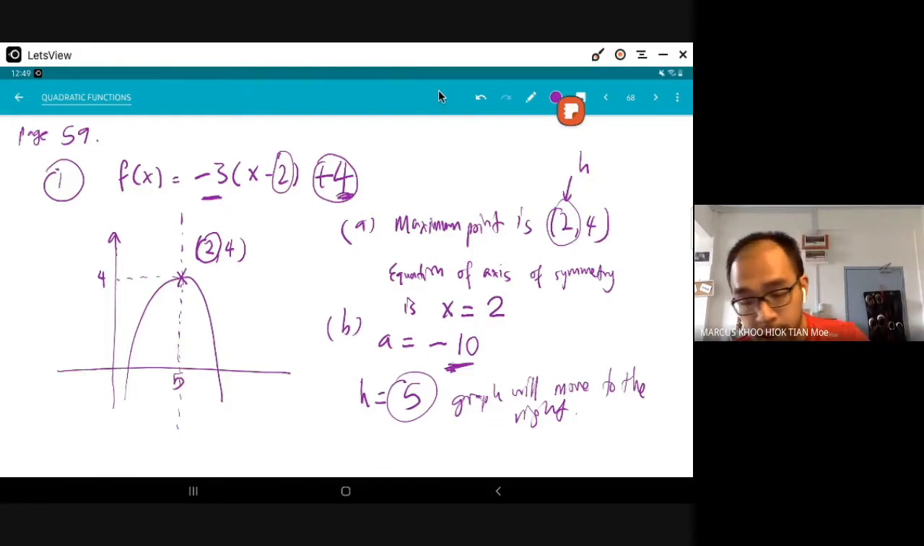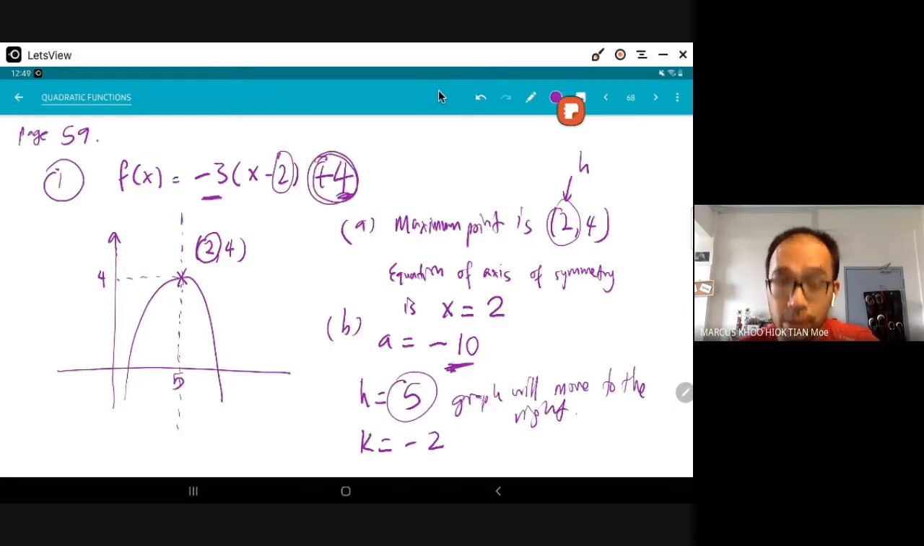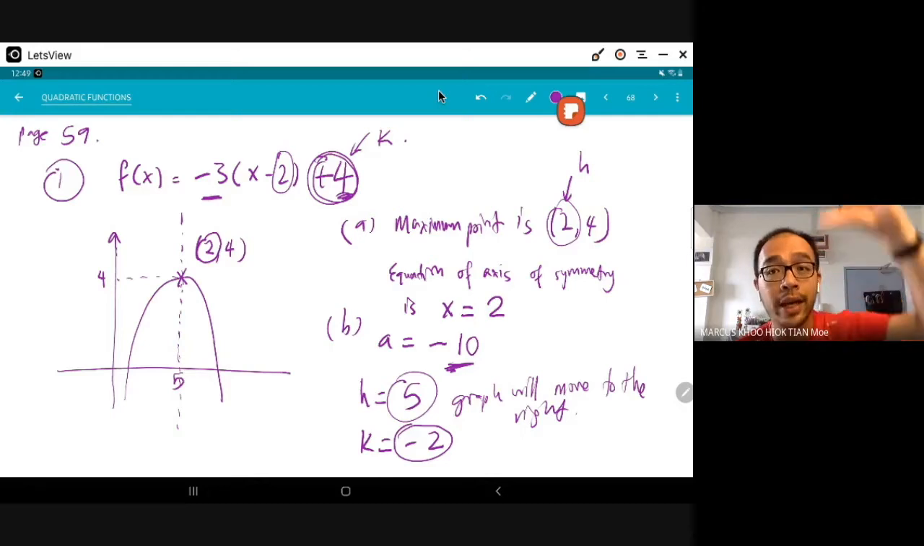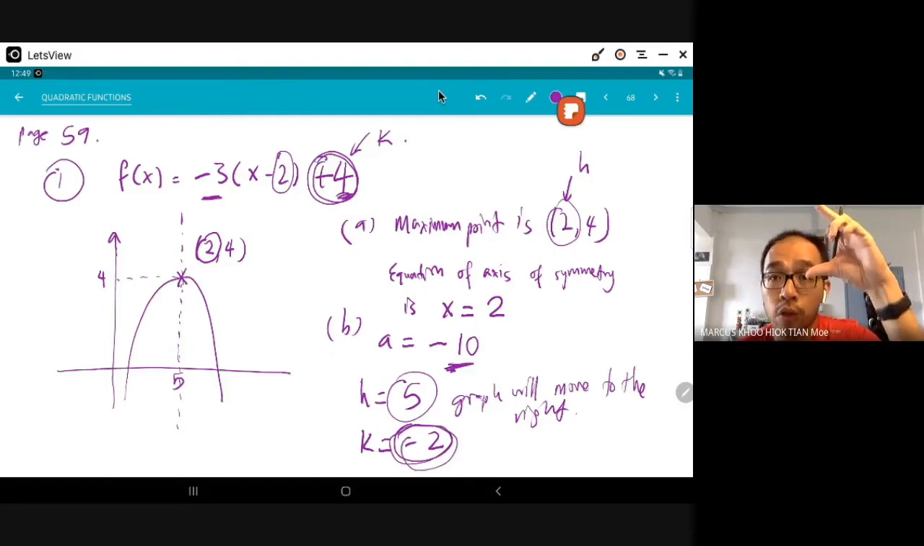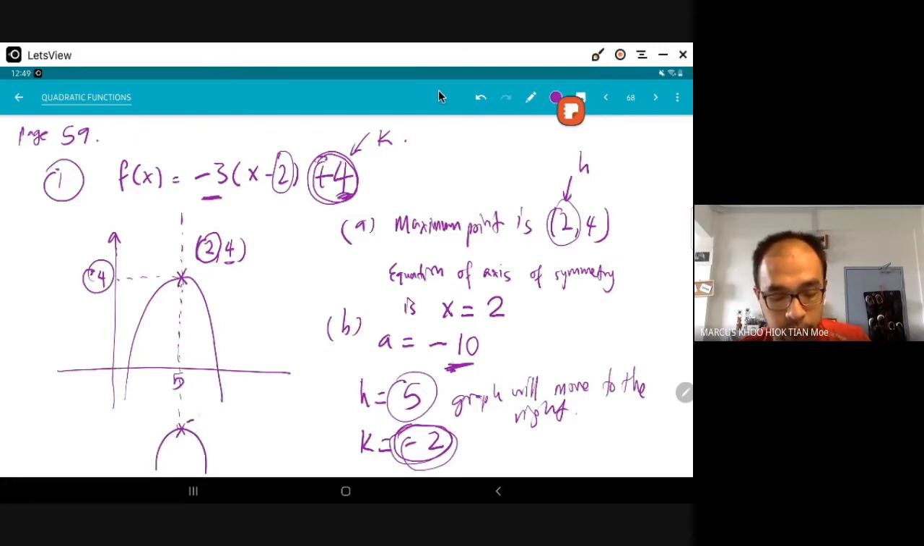Okay, the last question is k equals -2. Our original k is 4. If we change it to -2, what will happen to the graph? Remember, the value of k affects whether the graph goes up or down. And since k is becoming a negative number, the graph will go down. It will go all the way to -2. Because 4 is up here, so it's going to go all the way down here like this. -2, sorry, here -2.